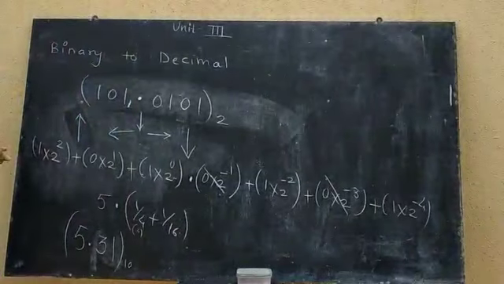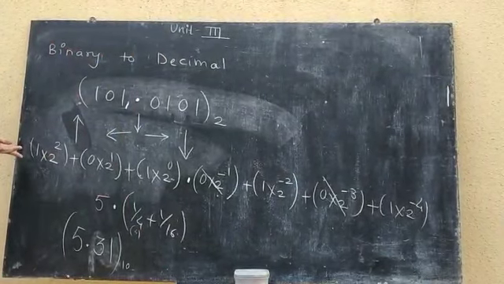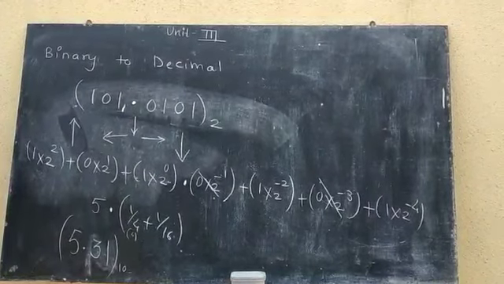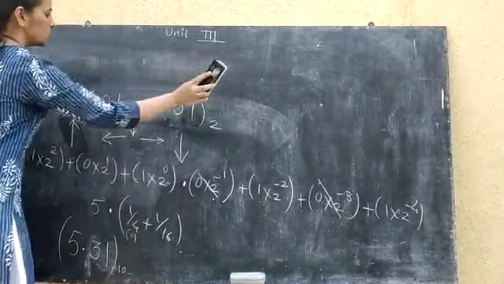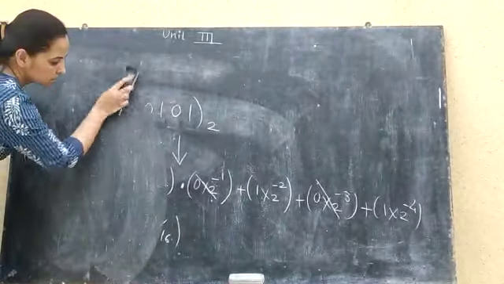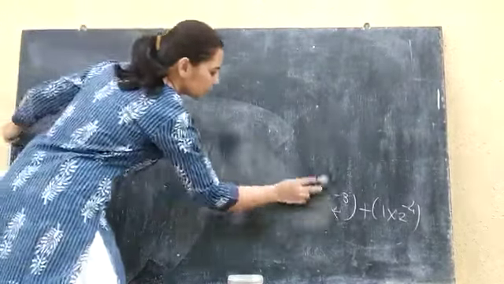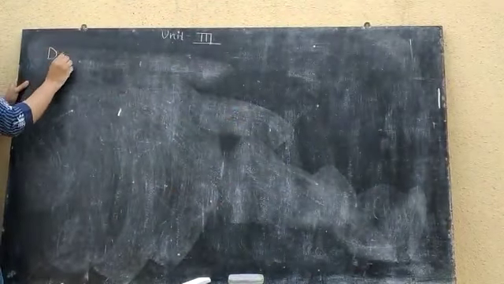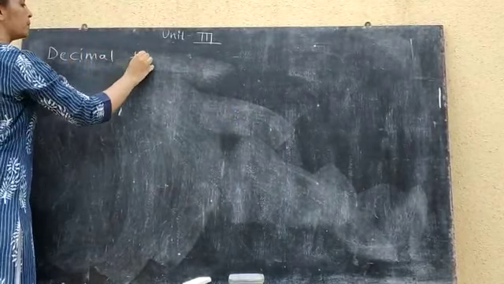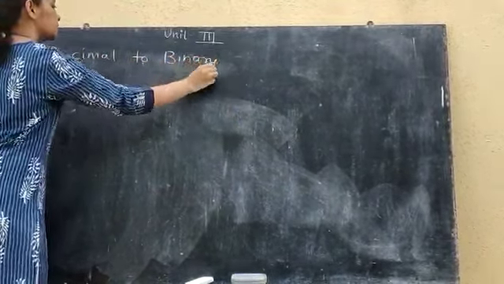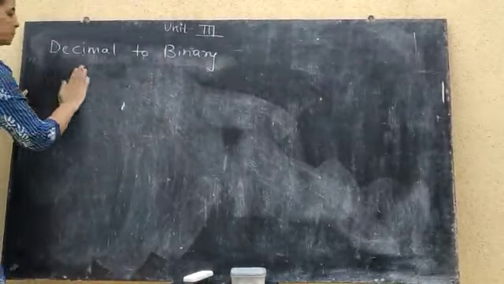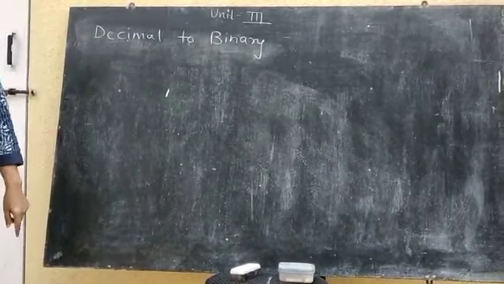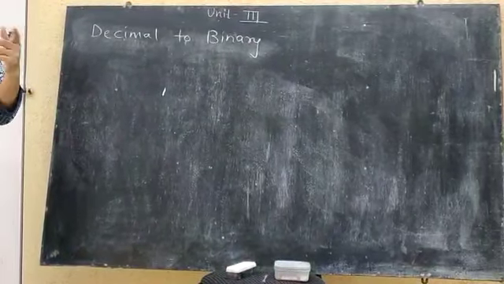I'll post a few numericals, like 2-3 numericals based on this, or you can take any random number in binary and try to convert it into decimal. Now we'll go for another conversion, that is decimal to binary. Now the second conversion we'll do, that is decimal to binary.